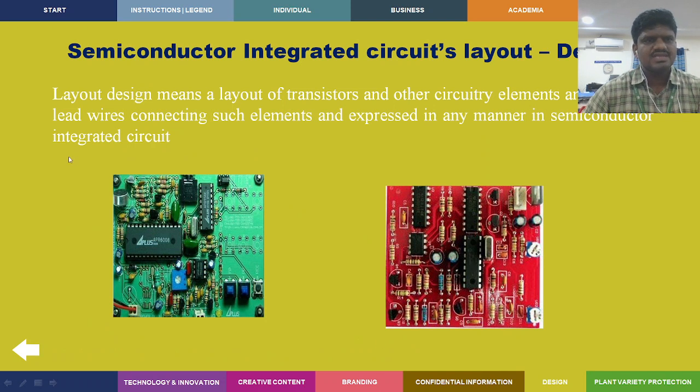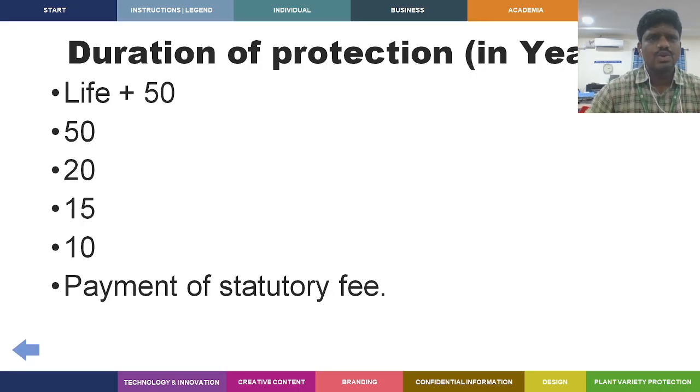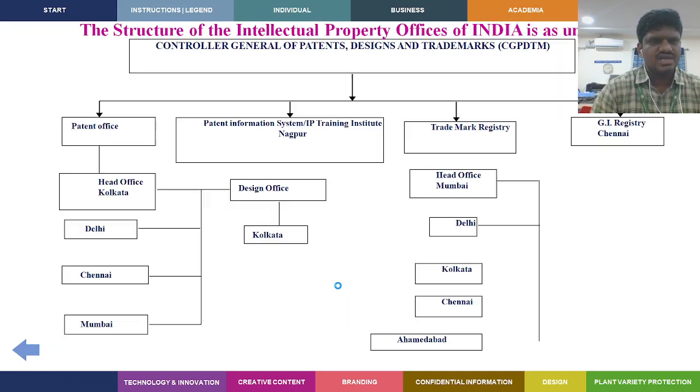Next, come to semiconductor integrated circuits layout design. With this also we can register designs, because it is a design, right? So this can come under IPR, intellectual property rights also. Suppose you design a new circuit and print it, so you can get certification on the design under semiconductor integrated circuits layout design. This is the duration of the protection in years: life of the inventor or who filed it plus 50 years, or 50 years, 20, 15, 10, like this. If you want to renew it or increase this, you have to pay the additional fees.